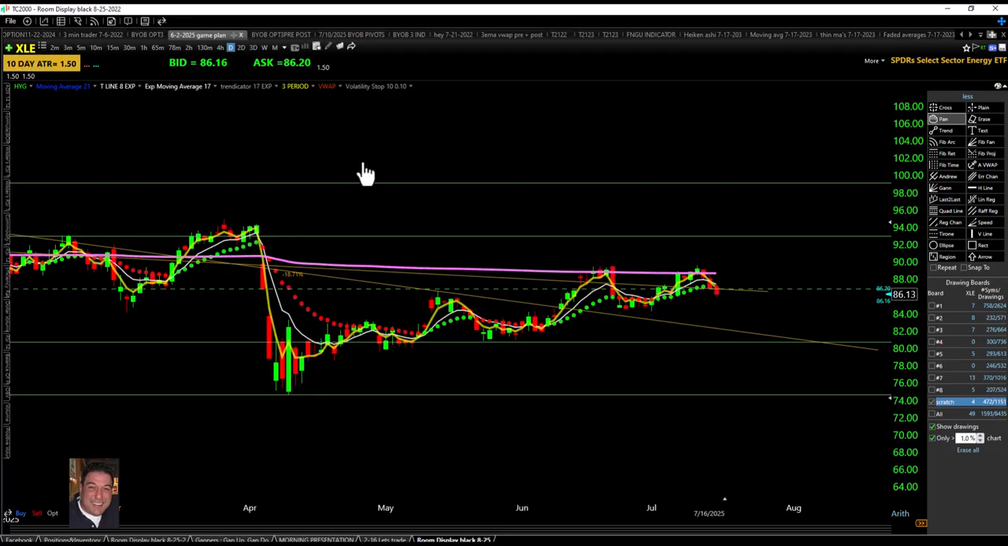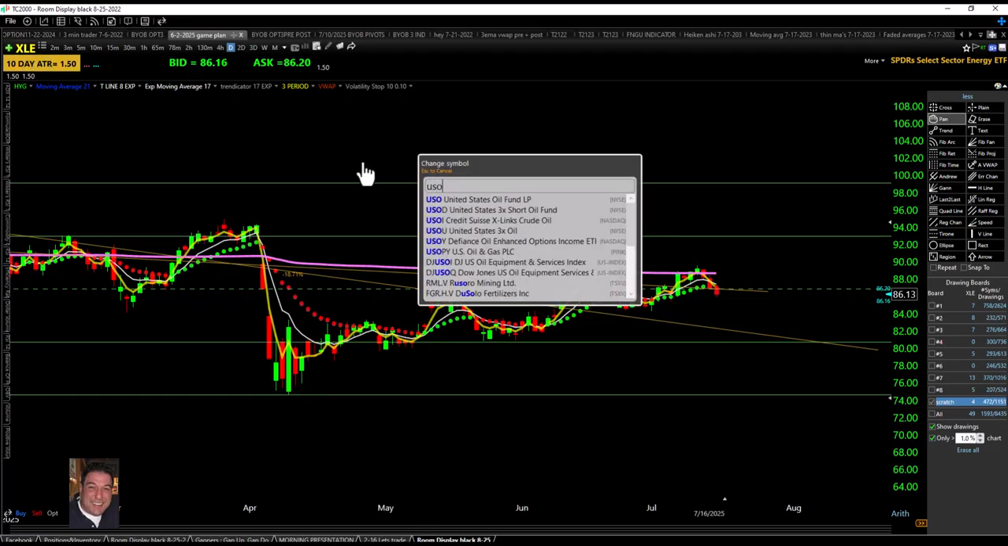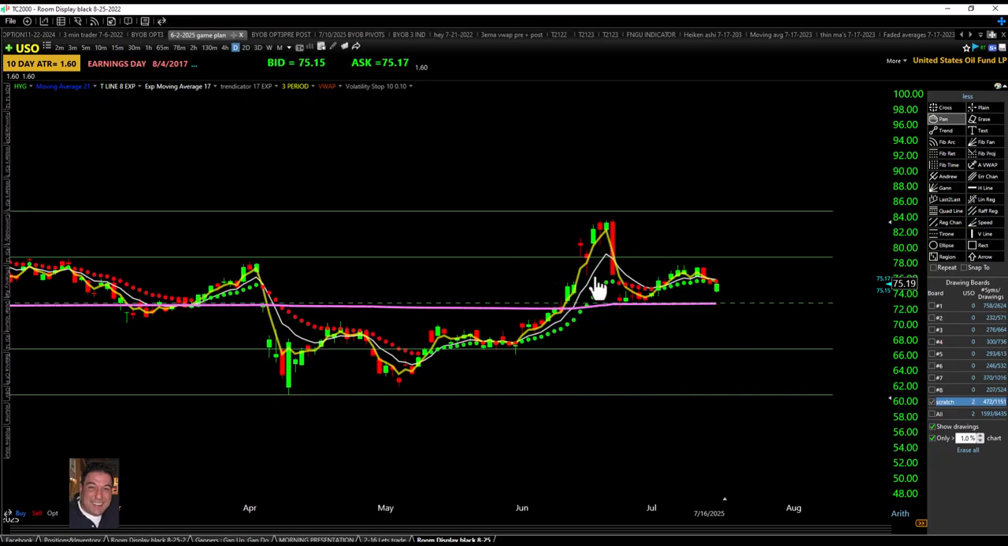Let's take a look at USO. USO kind of has the same problem as XLE. This is our United States Oil Fund. They go up and they give it up. That's neutral. Again, they go down and they give it up. So just neutral. Again, not in the upper third, not in the lower third. They're in the middle ground here, which makes them neutral right in through here.